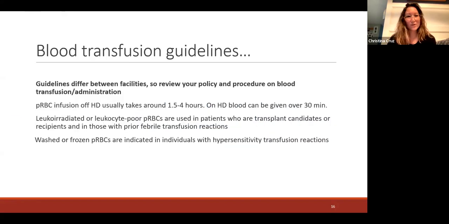And that brings us to blood transfusion guidelines. Guidelines do differ between facilities, so you want to make sure that you review your policy and procedure on blood transfusion and administration. I think it's important to know that leukoreduced or leukocyte-poor RBCs are used in patients who are transplant candidates or recipients, or in those with prior febrile transfusion reactions. Washed or frozen packed red cells are indicated in individuals with hypersensitivity transfusion reactions.